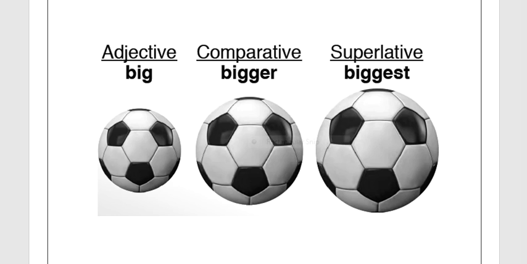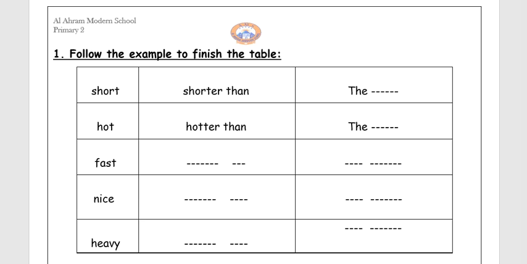Now let's move to booklet A, page 78. Exercise 1. Follow the example to finish the table. We have in the first column the adjectives, in the middle column we have the comparative form, and in the last column we have the superlative form. So short, shorter than, and in the superlative form we say the shortest. That's correct. We simply add est.